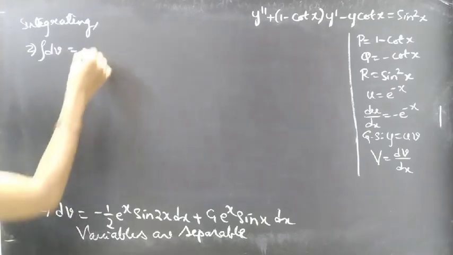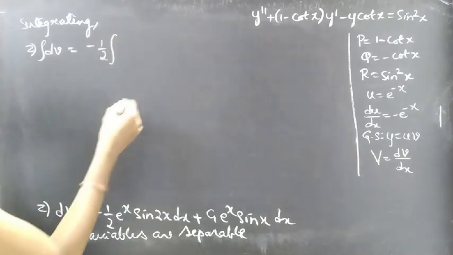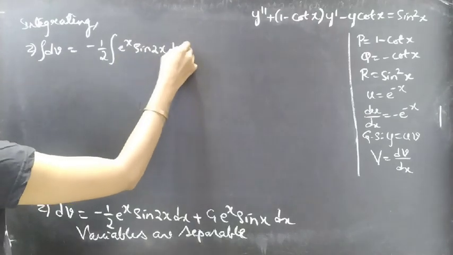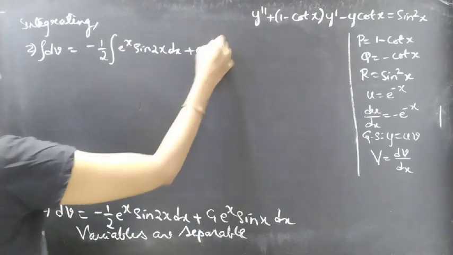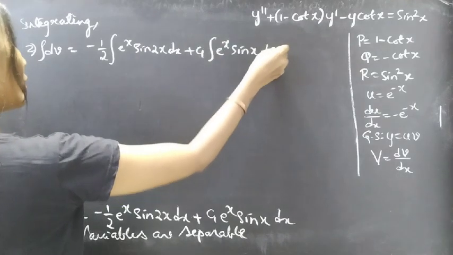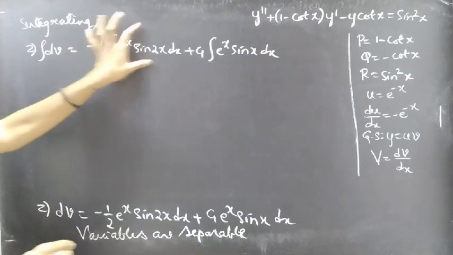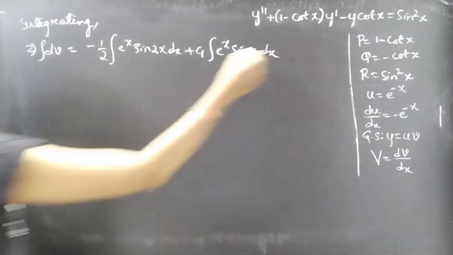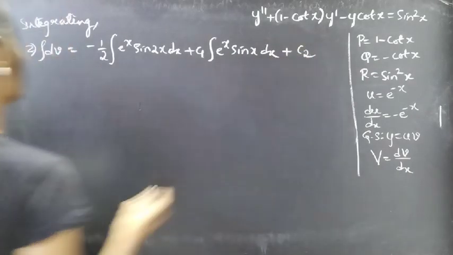Integral dv equals minus 1 by 2 integral e power x sin 2x dx plus c1 integral e power x sin x dx. Let's find each integral separately for our convenience, plus some integral constant, say c2.